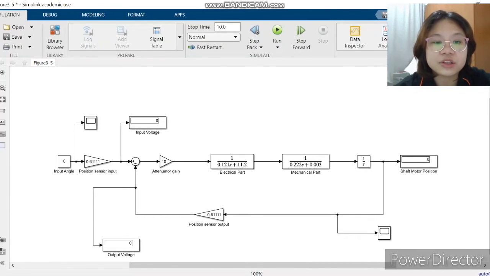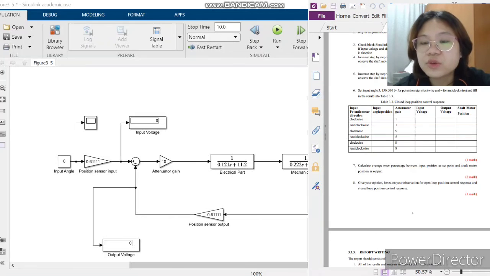Input angle is 0, attenuator gain is 10. In the input angle 0, the input voltage, shaft motor position and output voltage do not have reading, which is 0. And then we will set input angle 5, 150, 360, positive for potentiometer clockwise and negative for anti-clockwise, and we fill the result in table 3.3.